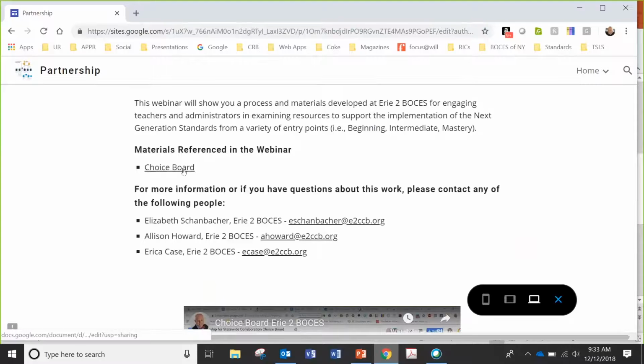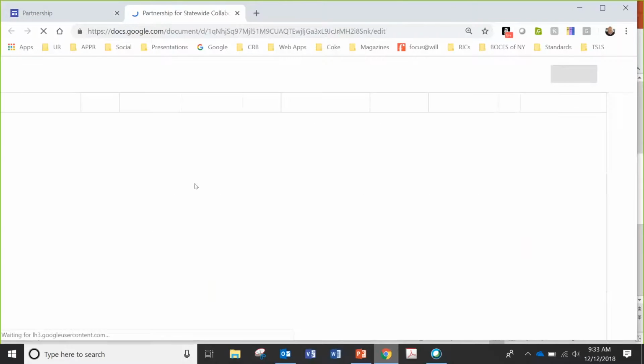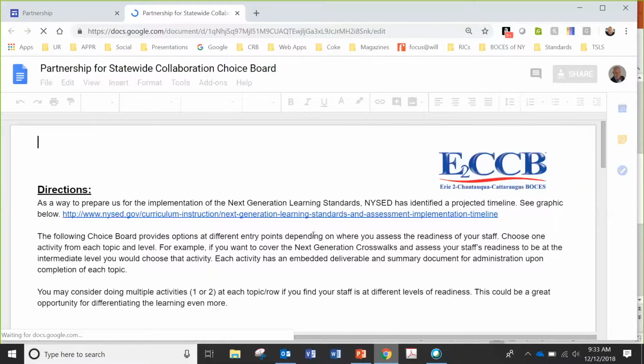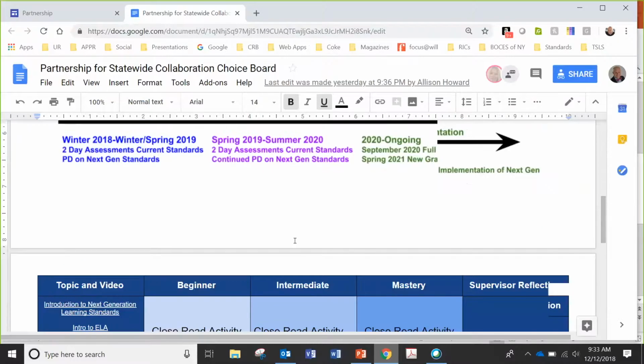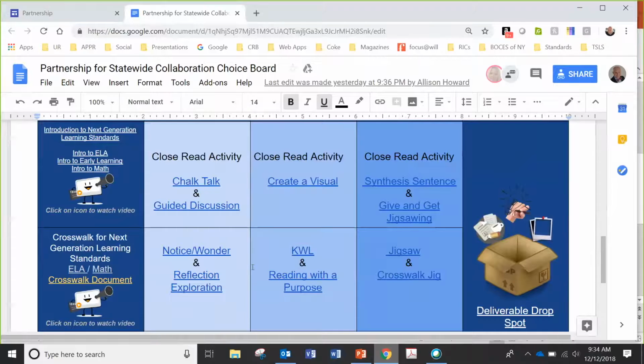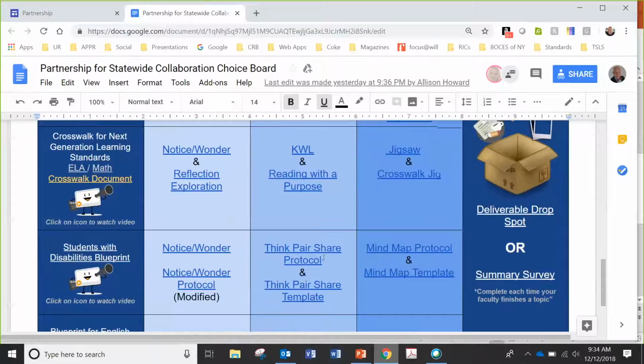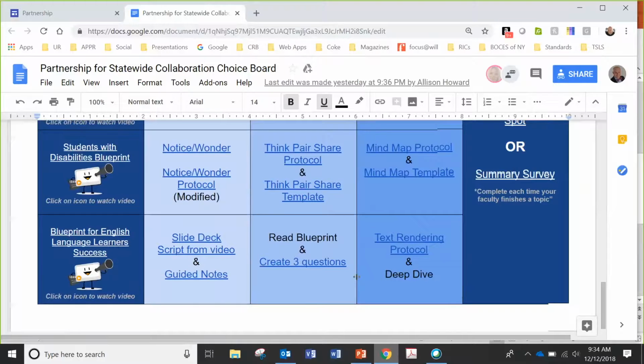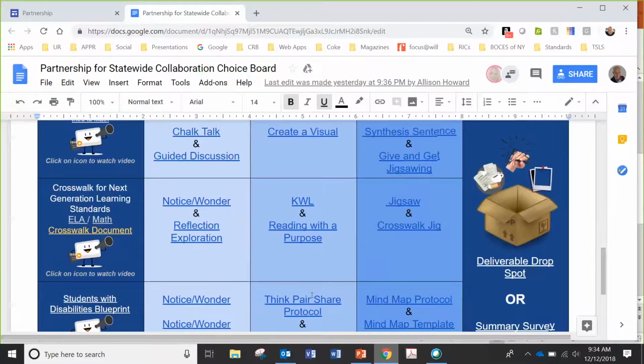So just as a quick teaser here, this is the choice board that they developed, which I think is pretty solid, Erica. You guys did a nice job with that. Basically what they did was they developed activities at different entry points for administrators to use with teachers, and I would say even with other administrators, around getting into some of the different documents associated with the standards rollout, and some opportunities for people to share information, and really a bunch of different templates and protocols in here. Erica, anything to add on that?